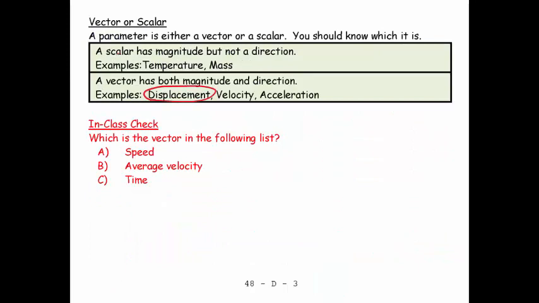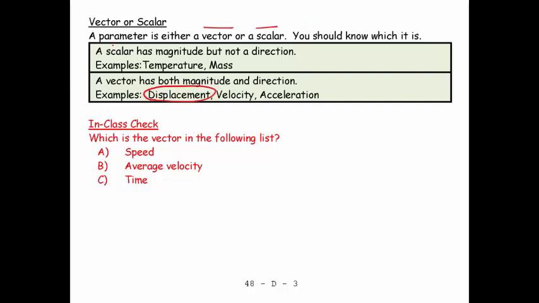Now let's divide the world up into vectors and scalars. A parameter is either a vector or a scalar, and you should know which it is. So if I later on talk to you about momentum, we'll be clear to decide what it is. Is it a vector or a scalar? If we're going to later on talk about impulse, which is it? It's important that you find out.